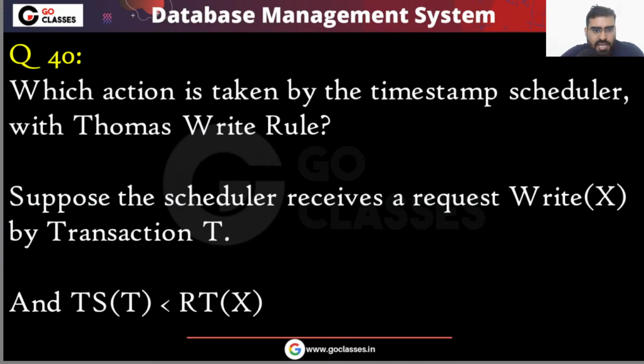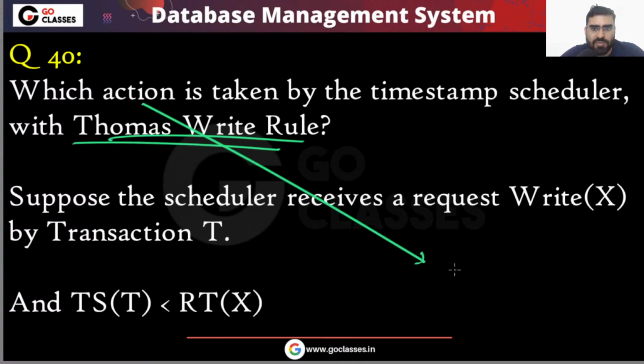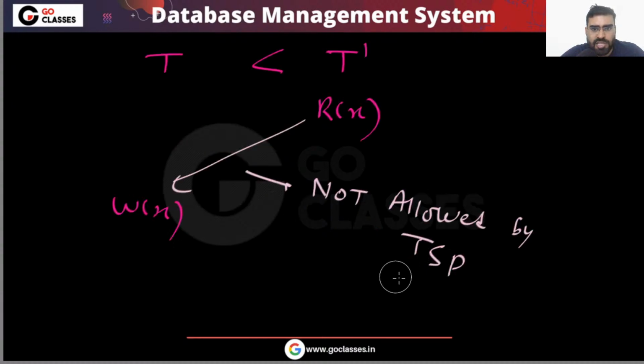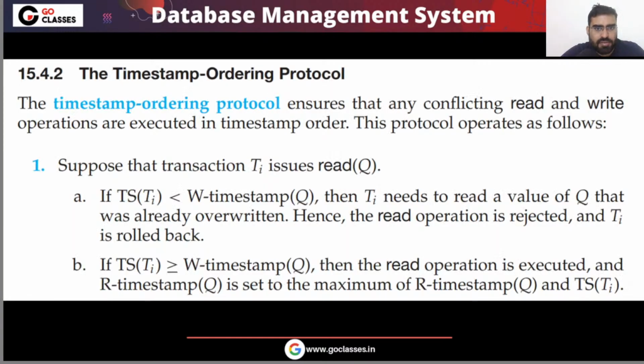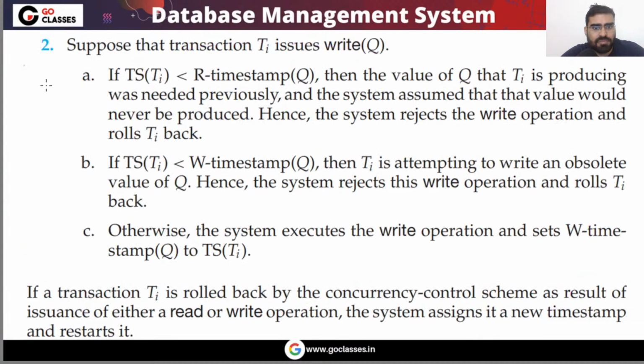If I ask you the same question for Thomas Write Rule, then also the action taken is that T rolls back, because this is not allowed in Thomas Write Rule also. Okay. So these are the questions that we have seen. This is the summary you can read. All this summary you can easily read.